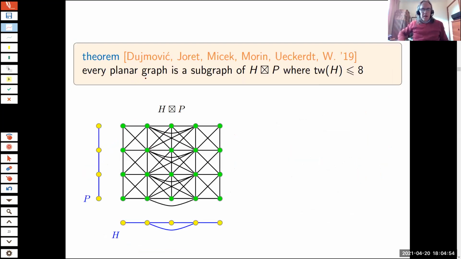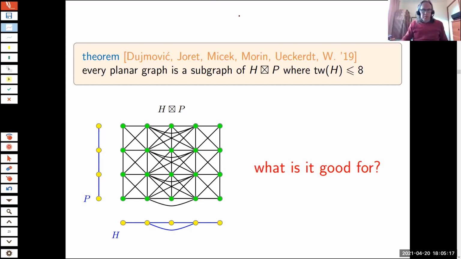Okay, so here's that main theorem again. I should say, please interrupt at any time if you've got questions. Every planar graph is a subgraph of H times P, where the tree width of H is at most 8. So hopefully you see the connection to the original picture. We're describing planar graphs in terms of something simpler. The something simpler are these tree width 8 graphs.